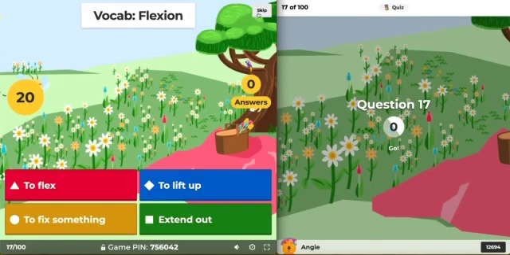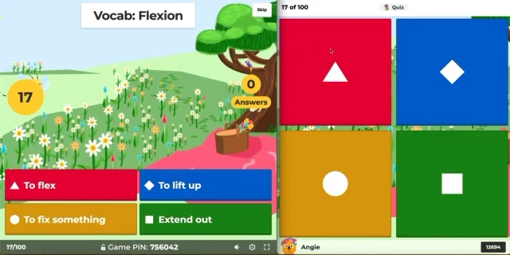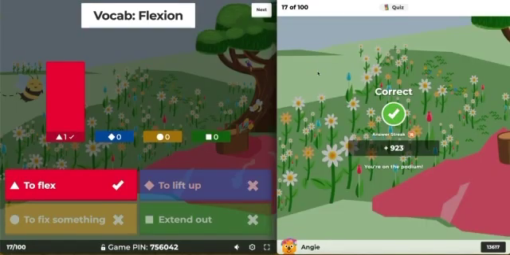Vocab, what is flexion? So flexion means to flex. And I know I said don't ever use the word in the definition, but in this regard, it's the best way to describe it. Flexion is like when you flex your bicep and you have big biceps and you're going to flex your biceps, you're flexing, you're tightening that up, which is flexion.